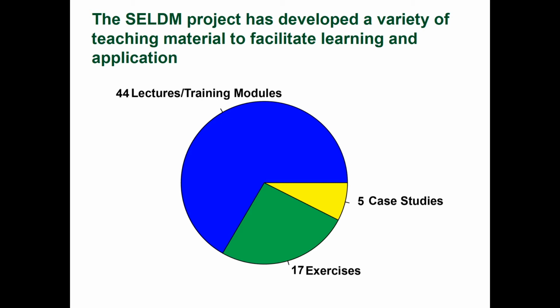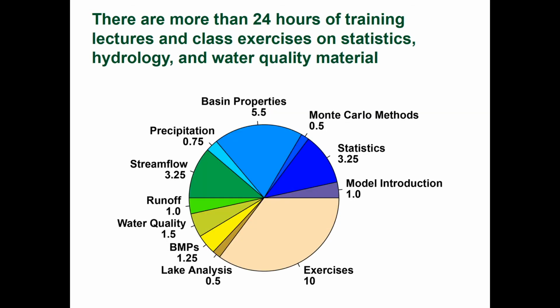Adoption of SELDM training materials will help civil and environmental engineering professors develop new curricula that include recent research focused on highway hydrology. This information will help prepare students to meet DOT research and staffing needs. Training materials that have already been developed contain over 24 hours of material that include topics ranging from statistics to hydrology to water quality. There are also 10 hours of class exercises to apply concepts discussed in the presentation.